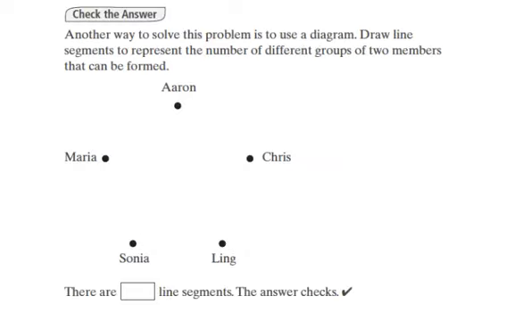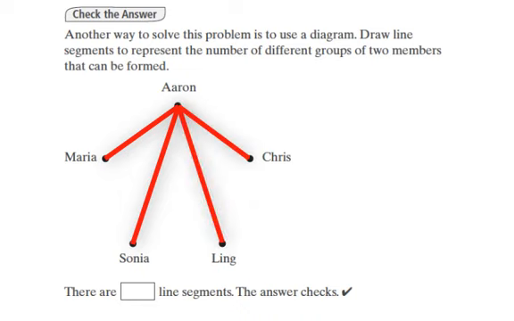Another way to solve this problem is to use a diagram. Draw a line segment to represent the number of different groups of 2 members that can be formed. So you could start with Aaron and draw lines to Maria, Sonia, Ling, and Chris. Now you wouldn't repeat any lines, so then you can draw from Maria, Chris, Ling, and Sonia.